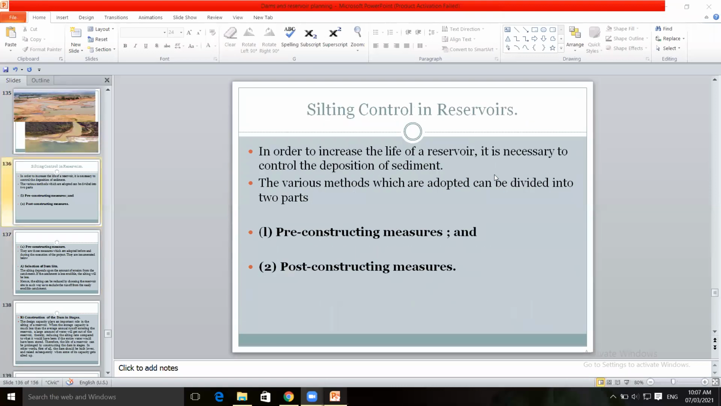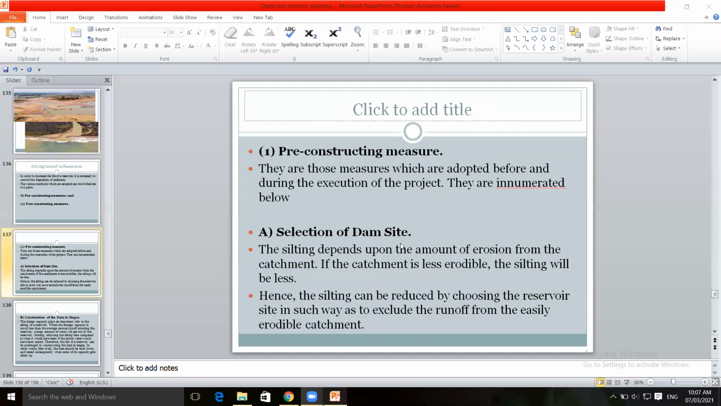So how to control this silting in the reservoir? Silt control in the reservoir. There are two methods to control the sedimentation or silting. The first type is pre-constructing measures, and the second one is post-constructing measures. These are the two methods that we have seen.